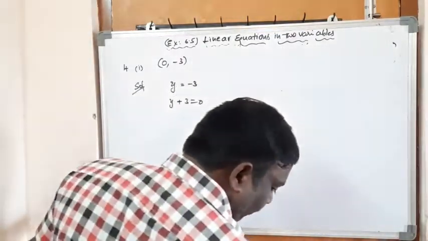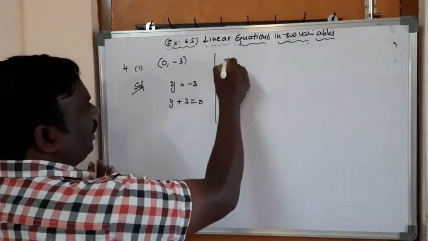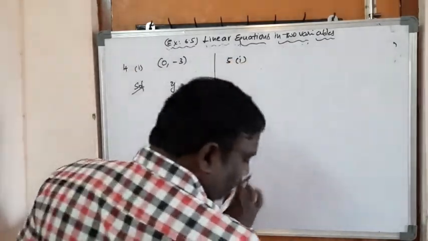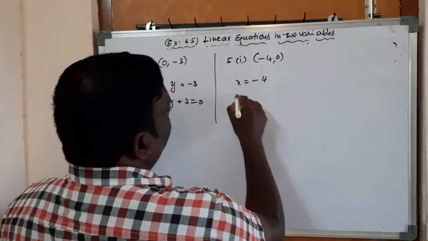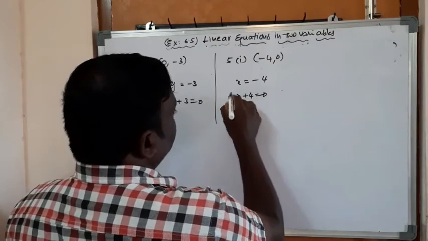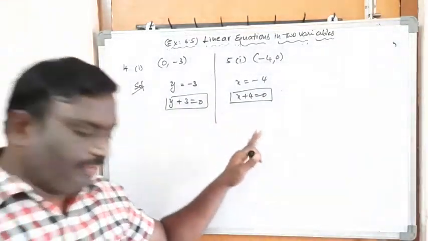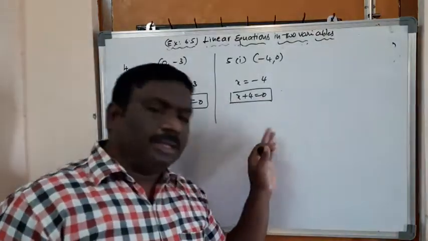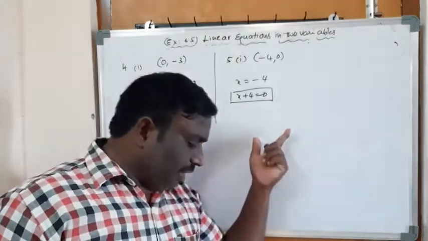Similarly you can do the remaining ones. Write the equation of a line which is parallel to the y-axis. What value did they give? Minus 4 comma 0. That means x equal to minus 4, x plus 4 equal to 0. This is an equation. Just you can frame the equation. They are not asking to draw the graph, just to write the equation.